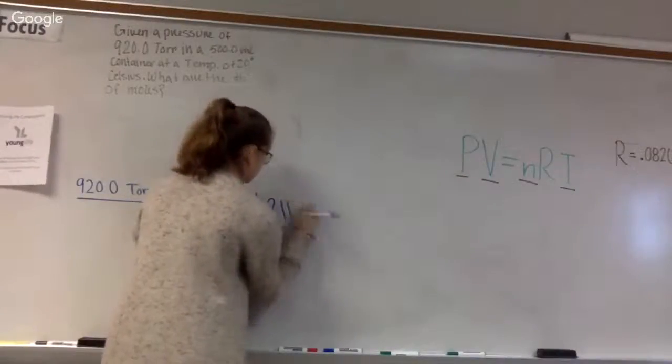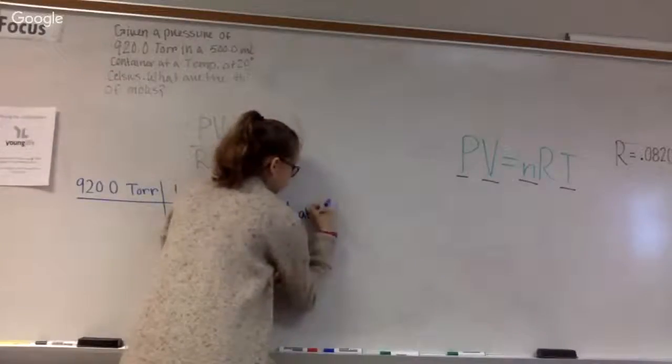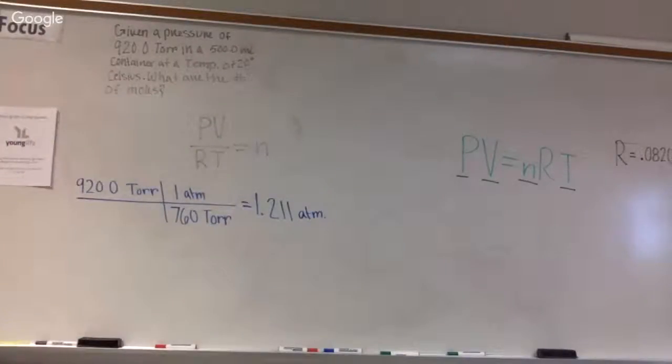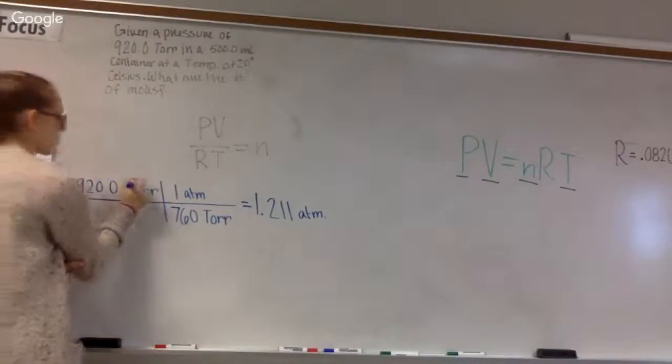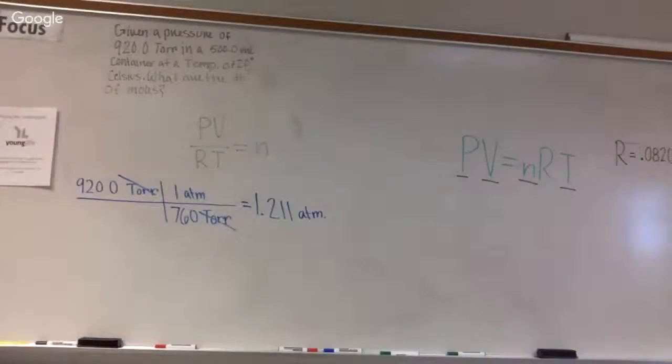1.211. And I don't mind right now, and you write ATM because that's kind of a big deal. And can we cancel out? So go back to the formula. You see what she just did, the way she set it up? Doesn't torr cancel? Okay. Everyone see that?